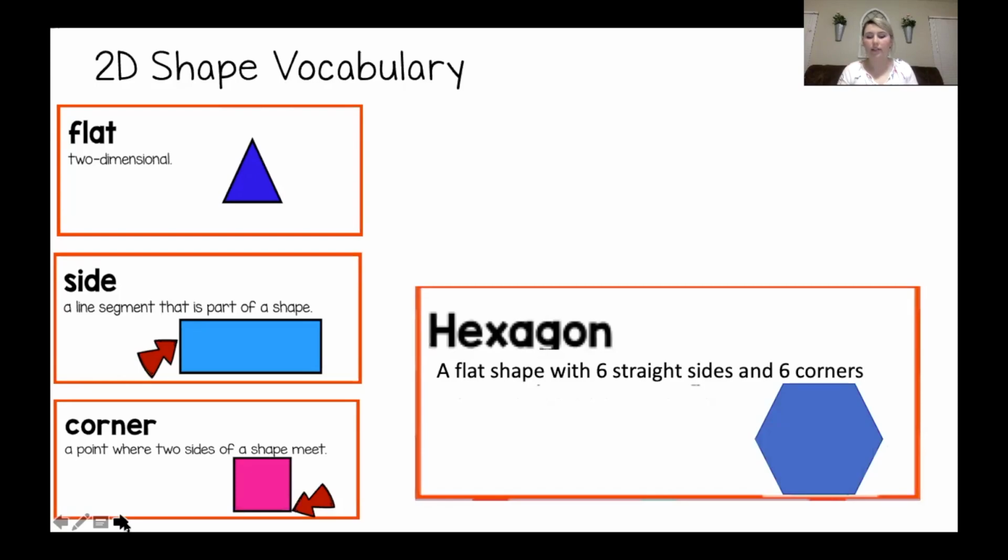We also need to learn about a hexagon. A hexagon is a flat shape with 6 straight sides. So 1, 2, 3, 4, 5, 6 sides and 6 corners. 1, 2, 3, 4, 5, 6.